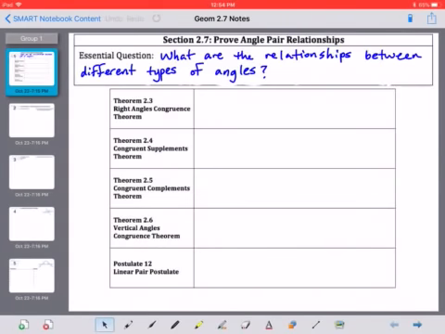Hi guys, this is Mrs. Scott. Today we're going to wrap up Chapter 2 with Section 2.7 on proving angle pair relationships.